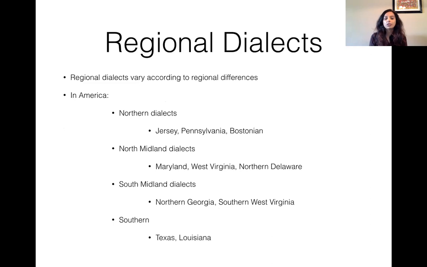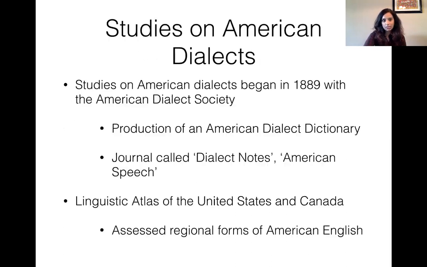So when you talk about regional dialects, you're often talking about regional differences in speech. So in America, you can talk about Northern dialects, North Midland, South Midland, Southern dialect, etc. And obviously, you know that these dialects have different grammatical structures or different vocabulary, etc. And they sound really different. So the accents in these different dialects are very different.